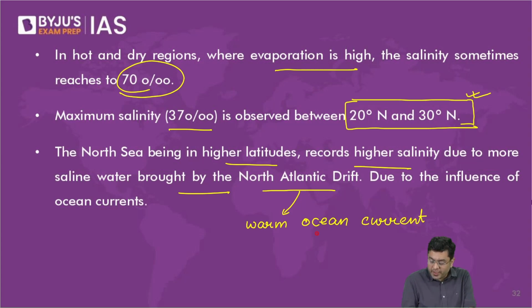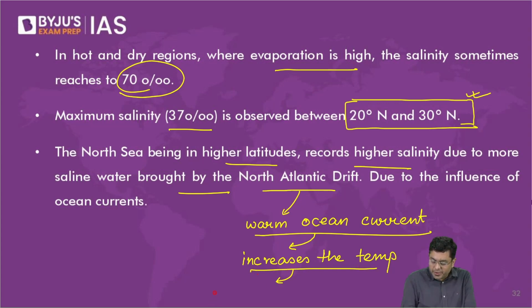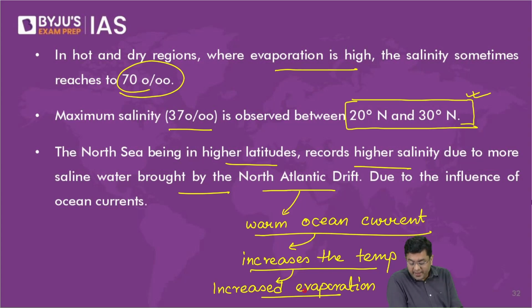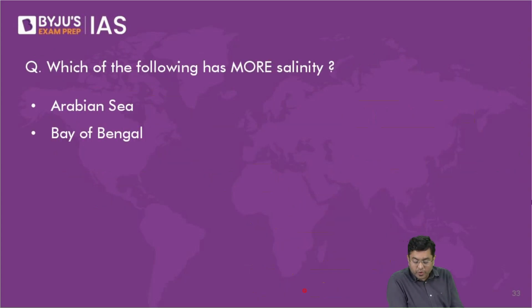So when you have a warm ocean current, that will increase the temperature. With the rise in temperature, what is experienced? You have increased evaporation. With increased evaporation, what happens? You have a greater amount of salinity which is experienced.